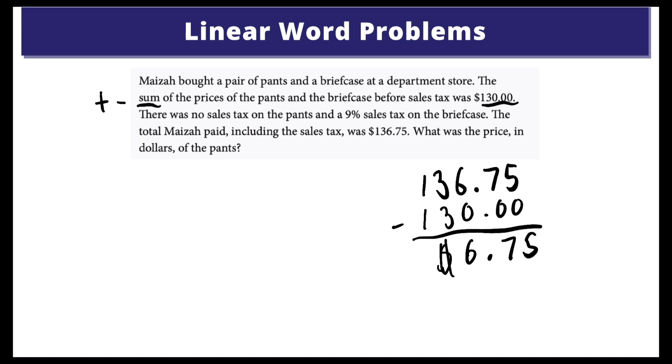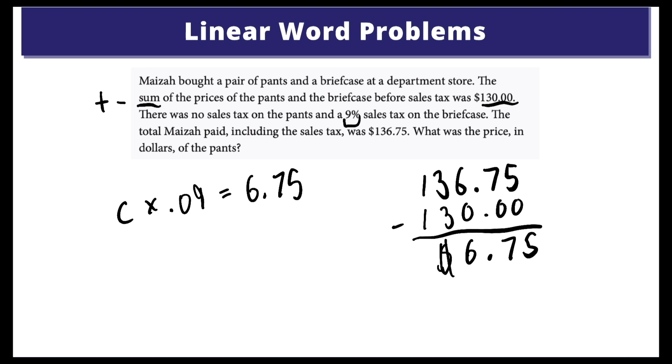So, how can we set up an equation, a linear equation, to solve this? All right, well, we have 9% sales tax. We know how much that is. So how do we calculate sales tax? Well, let's see. Let's say we have the briefcase, right? So we'll represent that as C. And we multiply that by 0.09. And that equals $6.75.